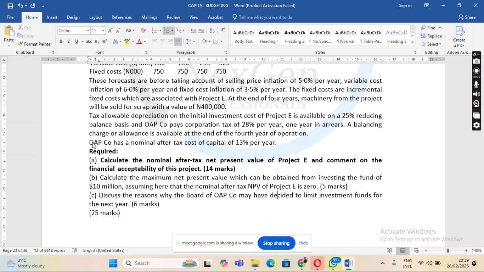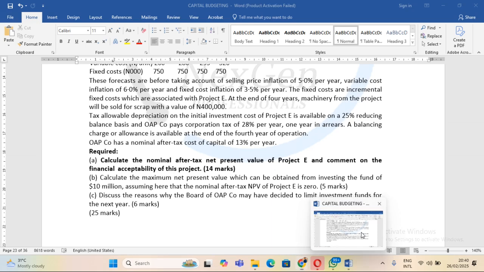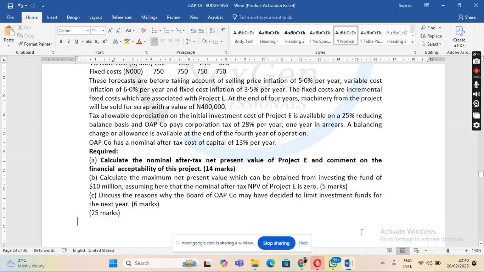Now the required, what should we do? A: calculate the nominal after-tax net present value of E and comment on the financial acceptability of this project. B: calculate the maximum NPV which can be obtained from investing the fund of 10 million, assuming that the nominal after-tax NPV of project E is 0, which means that we assume that project E did not have any NPV, right? What will be the maximum net present value? C: discuss the reason why the board of OAP Co may have decided to limit investment funds for the next year.